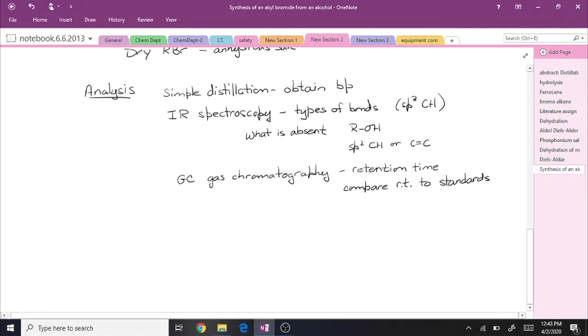And one final method for analysis is NMR spectroscopy. And there will be a separate video to talk about the interpretation of the NMR spectrum. This will be very similar to what you did for the ester hydrolysis when you identified your alcohol. In that case, you used NMR spectroscopy to identify an alcohol. The interpretation is very similar. You won't have the OH peak, of course, and the hydrogen adjacent to the bromine will be in a similar region to that of the hydrogen adjacent to the oxygen in the alcohols. But we will discuss that, as I said, in another video.